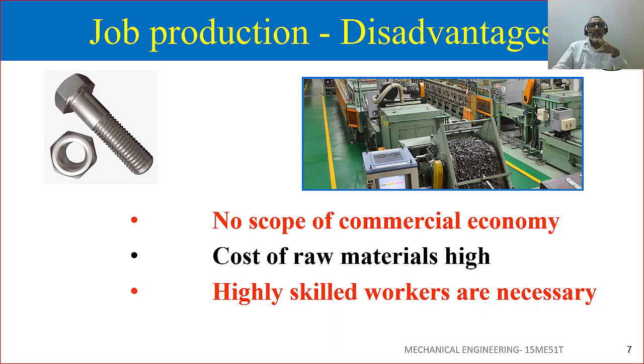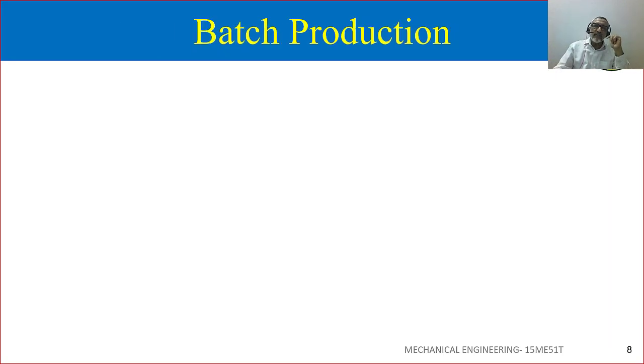Now let's come to the second type of production, what is known as mass production. Sorry, batch production. Batch production is in between job order production and mass production. Let's see what batch production is.